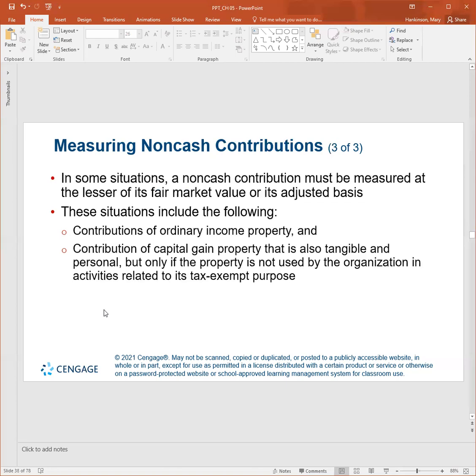So all right, in some situations, a non-cash contribution must be measured at the lesser of its fair market value or its adjusted basis. So these situations include the following: contributions of ordinary income property, and contributions of capital gain property that is also tangible and personal, but only if the property is not used by the organization in activities related to its tax-exempt purposes.